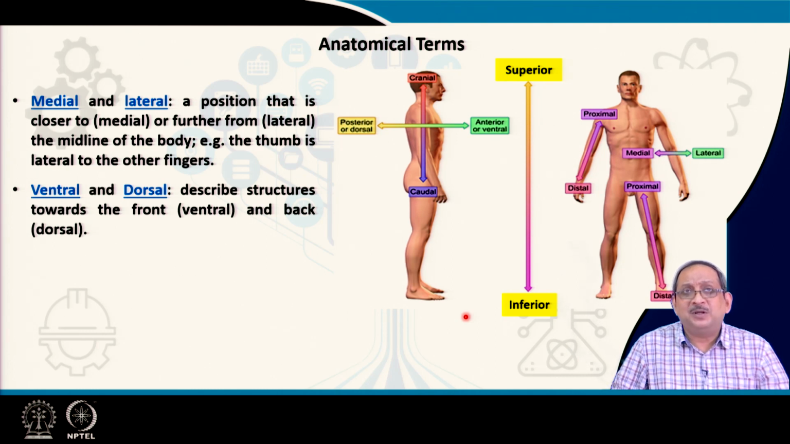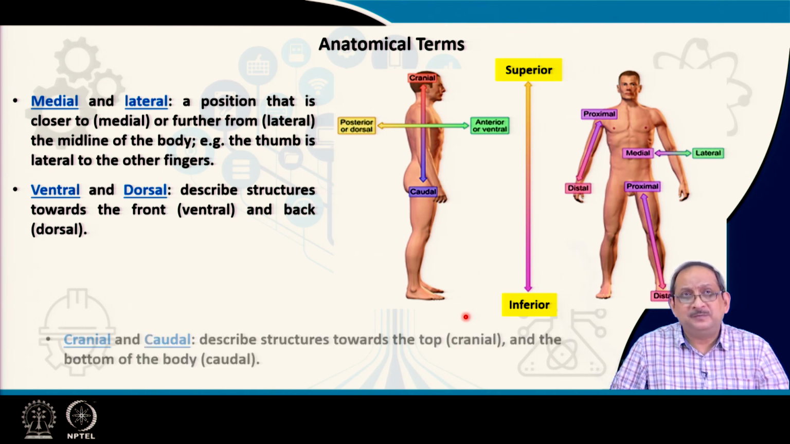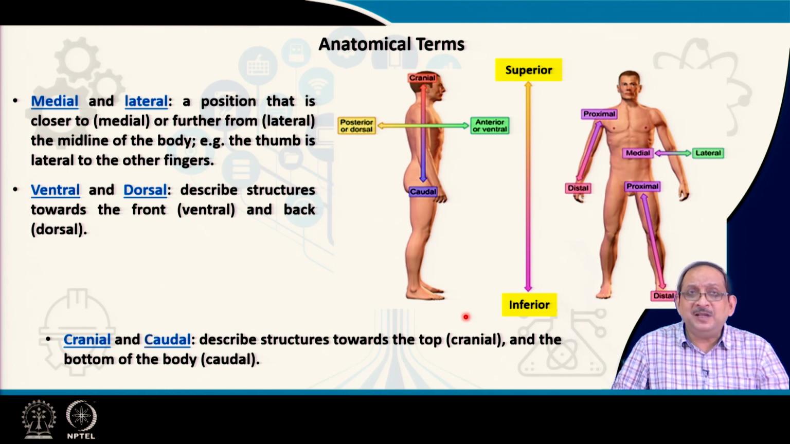Ventral and dorsal are also terms used to describe structures: towards the front is ventral, and towards the back is dorsal. Cranial and caudal also describe structures. Towards the top is cranial and towards the bottom of the body is caudal.